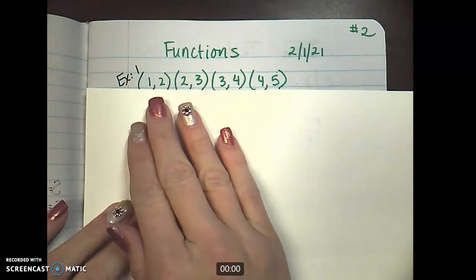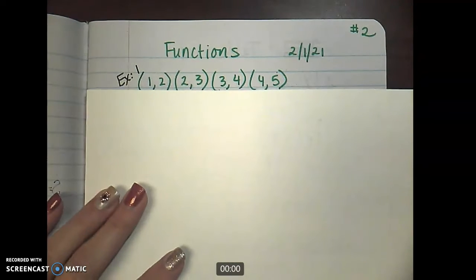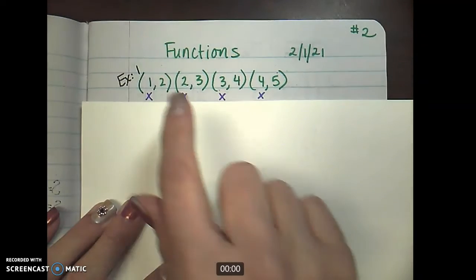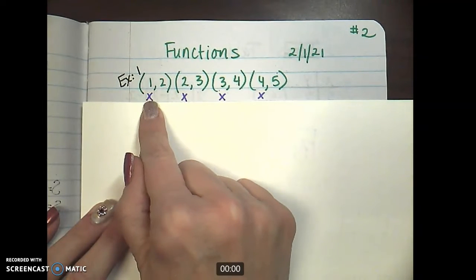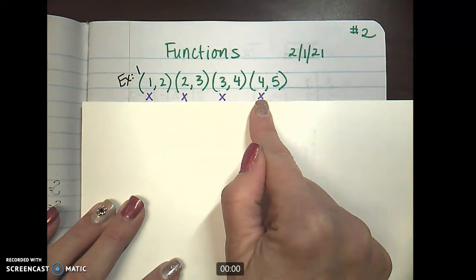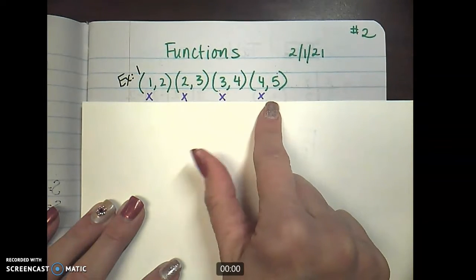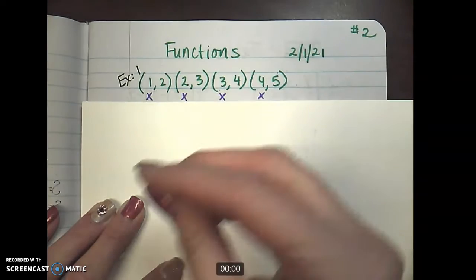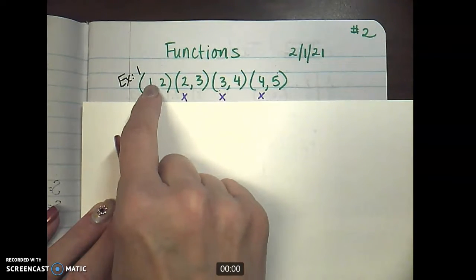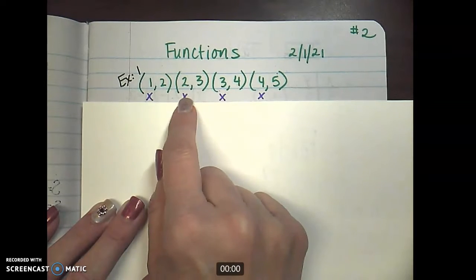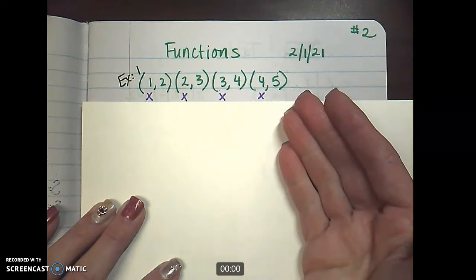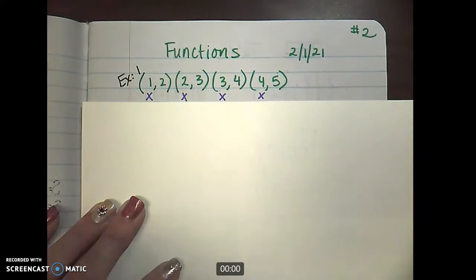Okay, so we have this set of ordered pairs here, and I want you to take a look at the x values. Always the first number is the x value, right? X value, x value, x value. Do any of these x values repeat, or do you see the same x value more than one time? Well, I see there's a 1 right there, there's a 2 here, 3, and a 4. So do I have any of the same x values? You guys can answer, it's okay.